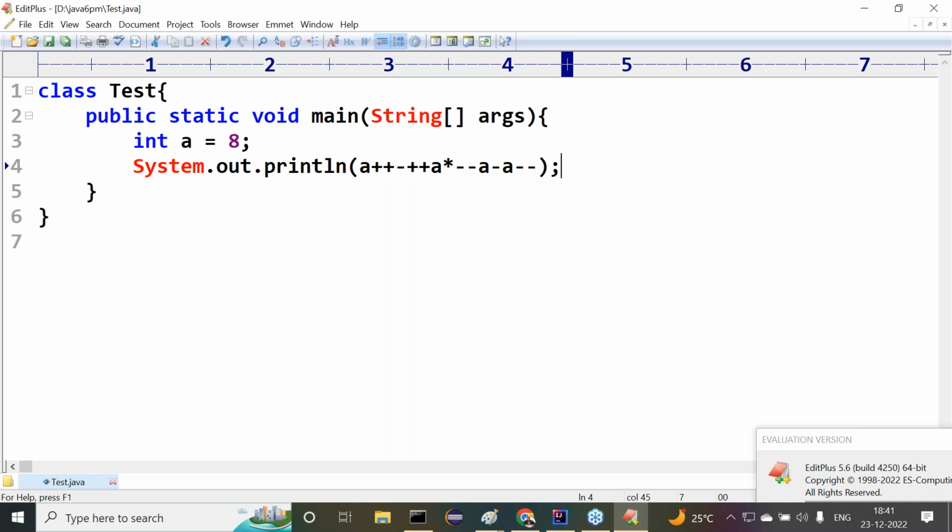Yes, Praveen. Mathematically 16 is the wrong answer. How? What is the calculation in mathematics? 6 plus 5 plus 4, no? How 5 here? Okay.